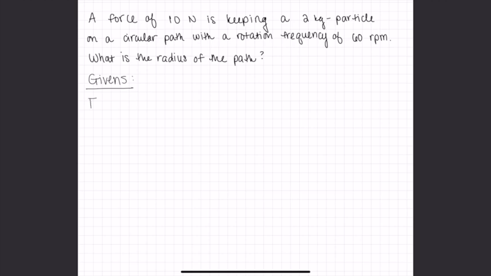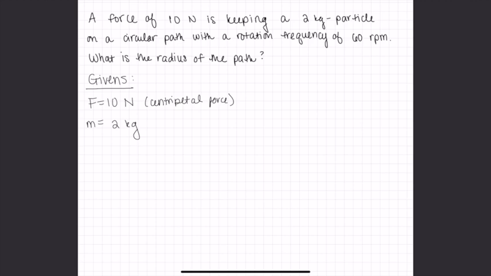This is typically how I like to set up my problems. We know we have a 10 Newton force. We know it's keeping it on the circular path, so I'm also going to put in parentheses that this is a centripetal force from the information we have. The mass of the particle is 2 kilograms.